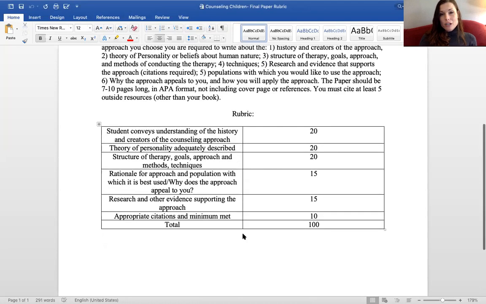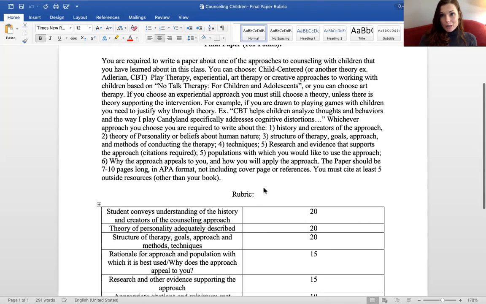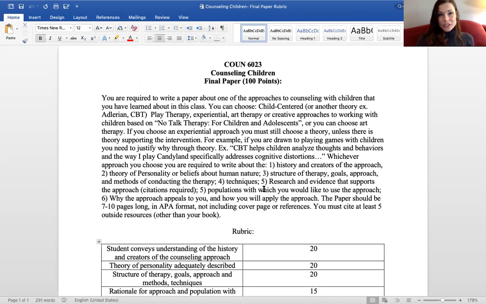So it's pretty straightforward. If you just follow this rubric and the outline above, you'll be in good shape.